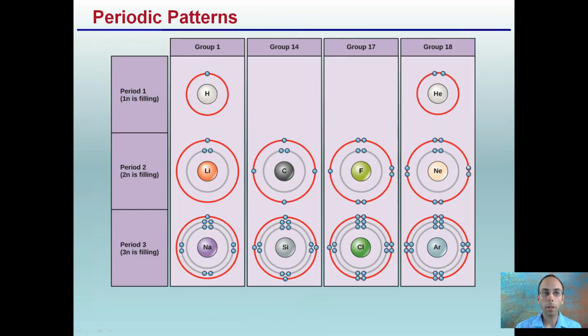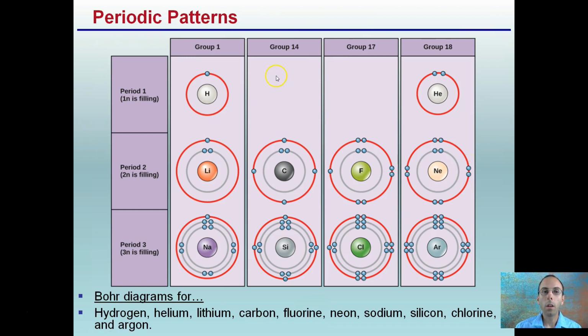So let's look at just a couple examples here of periodic patterns, looking at group 1, group 14, 17, and 18. Well, in group 1, the red is representing the outermost shell of the valence electrons. In group 1, each one of these has 1 valence electron. What we do notice is that lithium, with its 3 electrons, has 2 fill up the first energy level, and then 1 more goes on the second energy level.